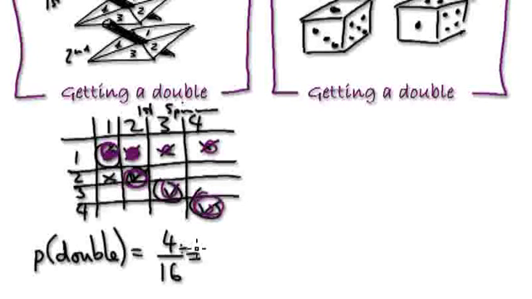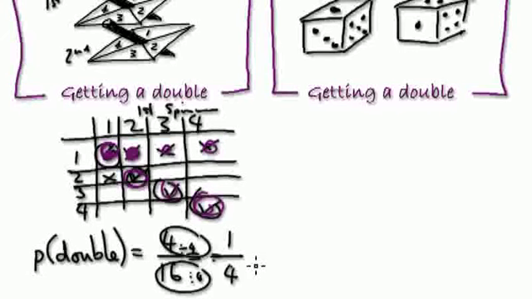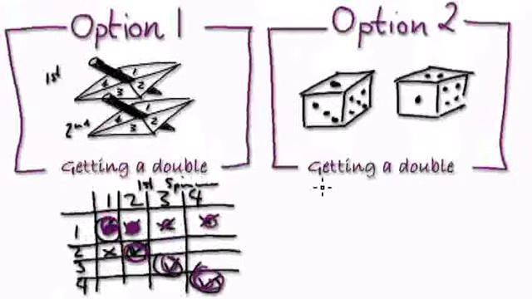Divide top and bottom here by 4. So that would be 1. Well, 4 divided by 4 is 1. 16 divided by 4 is 4. So the probability of you getting a double is a quarter. Yeah, a quarter. Now let's look at this.